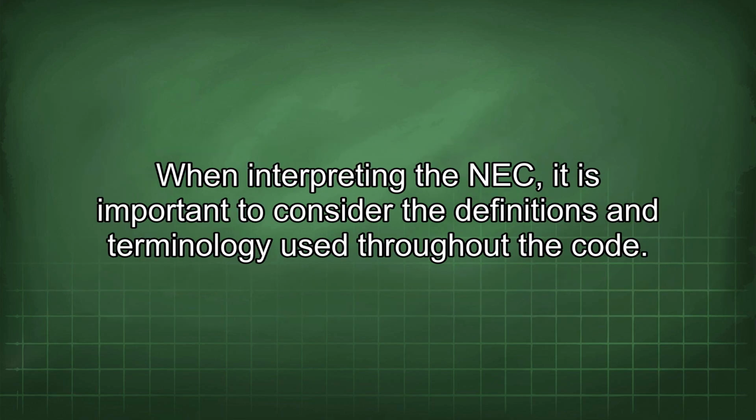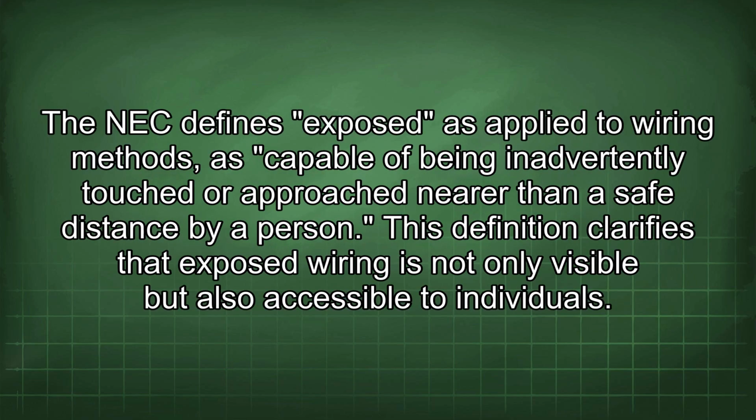When interpreting the NEC, it is important to consider the definitions and terminology used throughout the code. The NEC defines exposed, as applied to wiring methods, as capable of being inadvertently touched or approached nearer than a safe distance by a person. This definition clarifies that exposed wiring is not only visible but also accessible to individuals.